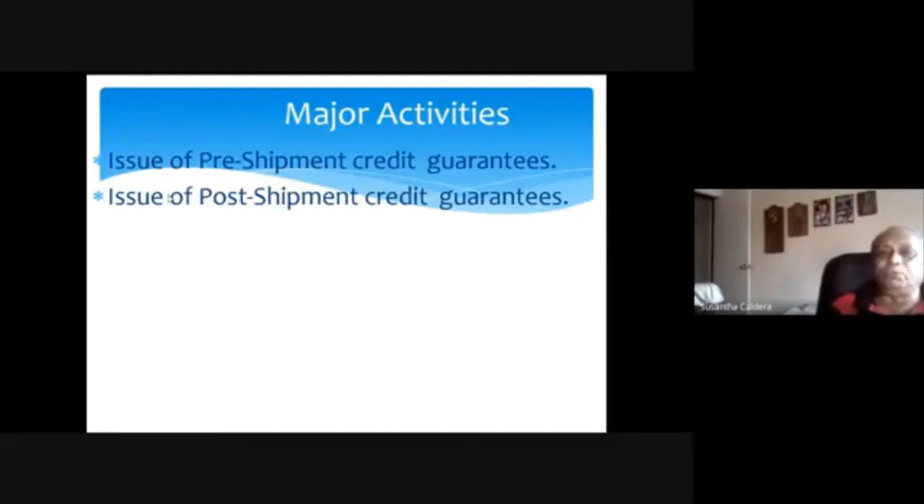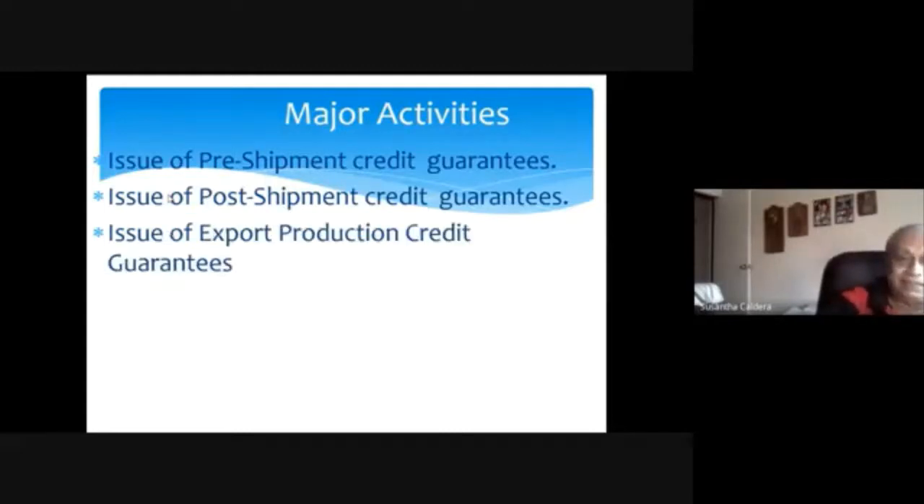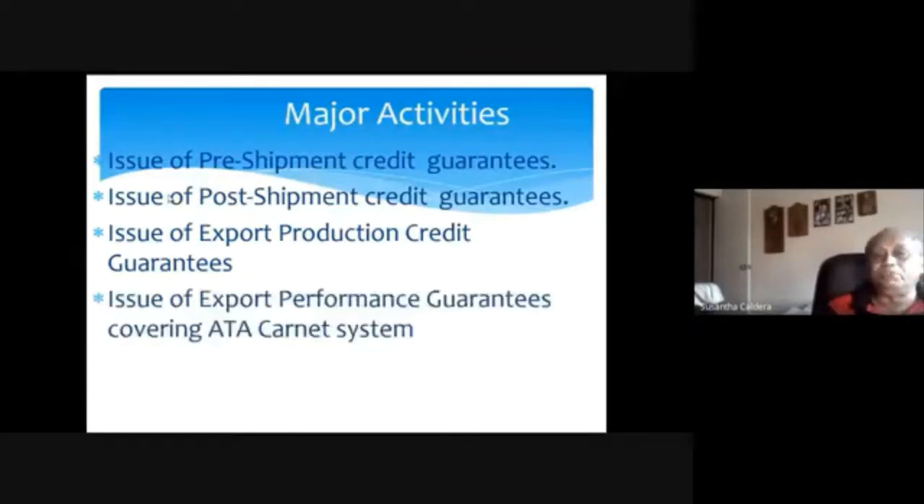And also they give post-shipment trade guarantees. Right? Pre-shipment financing, making guarantees, and post-shipment negotiation, making guarantees, making security. Issue of export production credit guarantees. Issue of export performance guarantees covering the ATA Carnet system. Right? ATA Carnet systems.